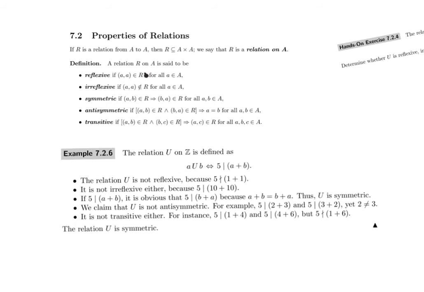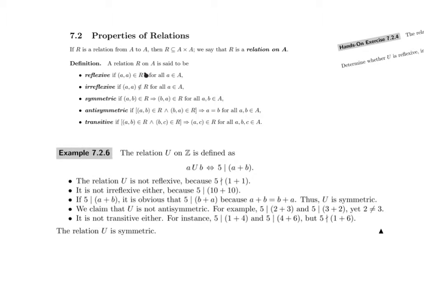Let's take another one involving divides. Now we're just defining this on the actual full set of integers, which includes 0. So the relation U is described as A is related to B if and only if 5 divides the sum of A and B.